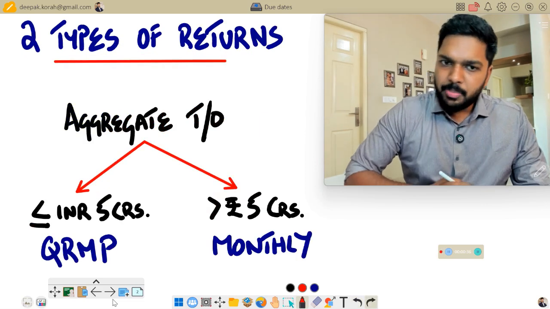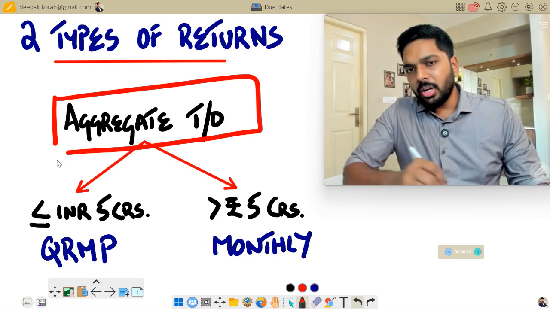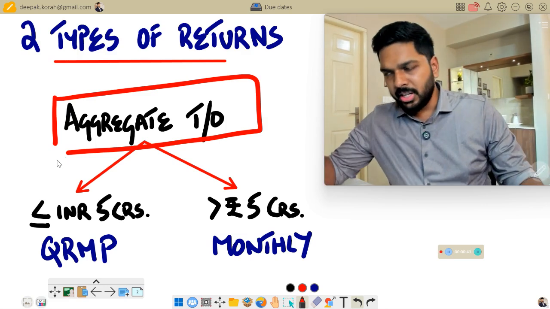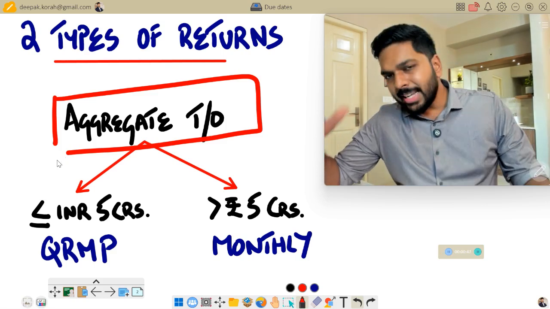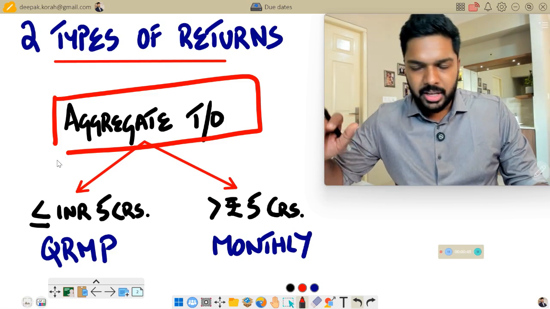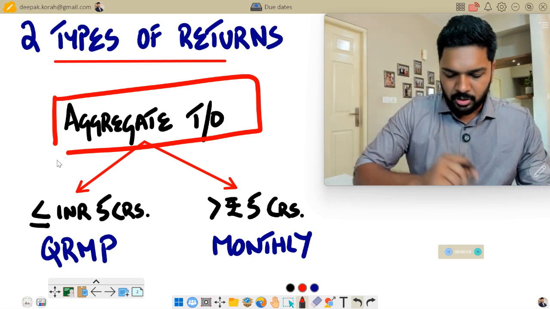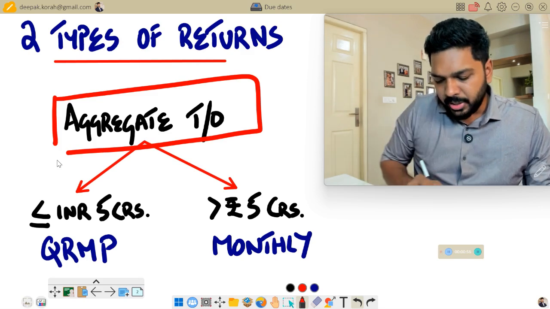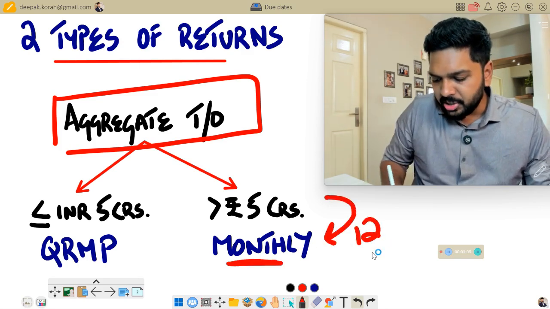The type of returns depends upon the calculation of your aggregate turnover. If for a taxpayer, once he's registered, the next step is of course to find out when he should file a return. So if that taxpayer's aggregate turnover is exceeding 5 crore rupees in terms of the value, then that taxpayer is obligated to file return every month. That means 12 times in a particular year.